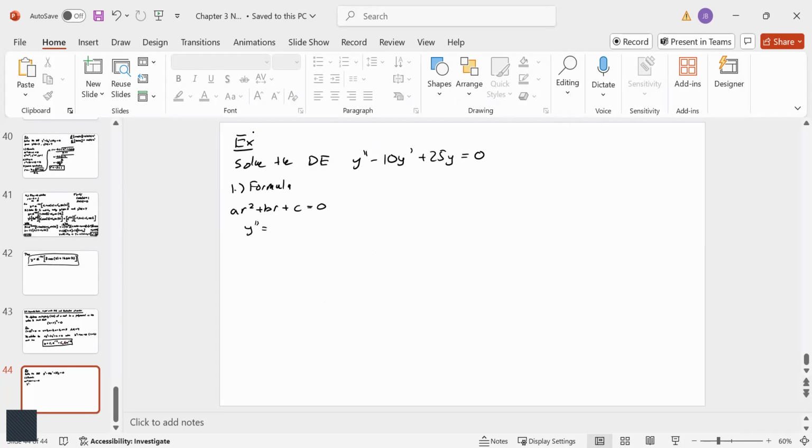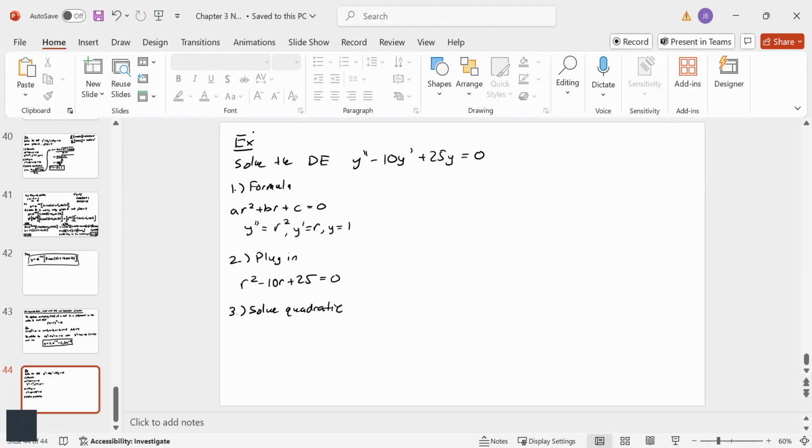Y double prime is equal to r squared. Y prime is equal to r. Y is equal to 1. Step two is we're going to plug in. So we get r squared minus 10r plus 25 equals 0, right? And it's at this point you can usually factor these if their numbers are nice. So step three is solve the quadratic.